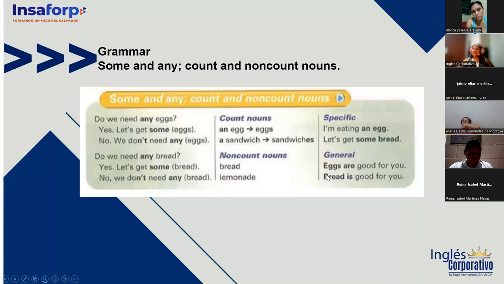Okay, general information. This is like a phrase. Es información general. Eggs are good for you or bread is good for you. Okay. ¿Preguntas? Do you have questions? La de general no mucho la entendí. Cuando usted está diciendo una información que es simplemente general, por ejemplo, solo estoy diciendo eggs are good for you. Es algo general que todos sabemos. No es específico, no me está diciendo una cantidad específica o para alguien en específico, sino que está diciendo en general, eggs. Ok.